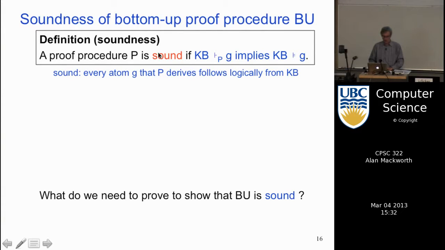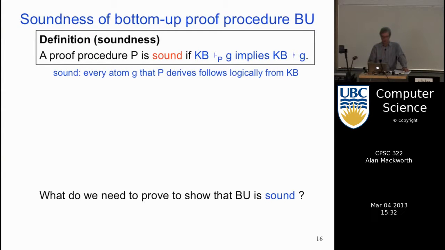Okay? Remember what soundness is? A proof procedure P is sound if G derivable by P in the knowledge base implies that G is true in all models of the knowledge base. Okay, so we've got a proof theoretic idea here, we've got a model theoretic idea here, right? Or syntactic, so this is syntactic, this is semantic, it's another way of thinking about it. We want to connect the two here. For this particular proof procedure, bottom up, we want to show that it's sound and complete.